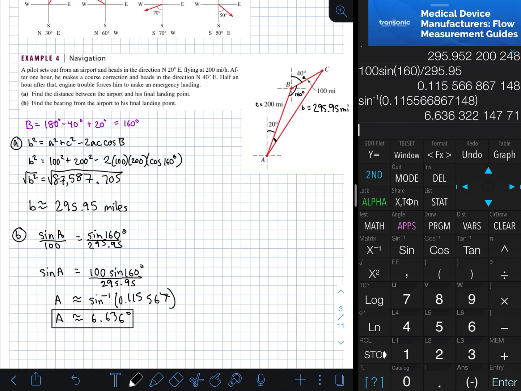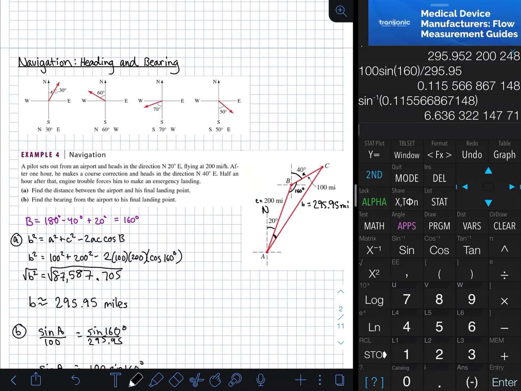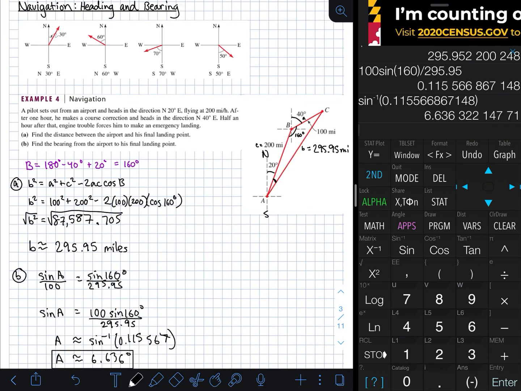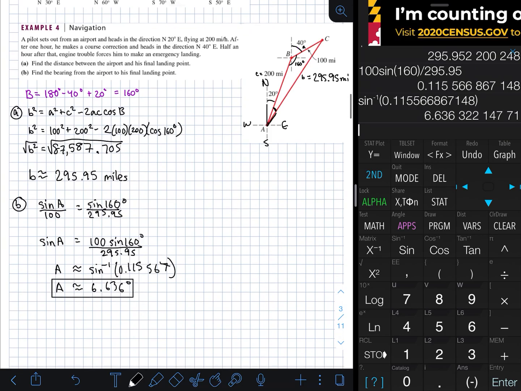If we wanted to find the other angle, we could just subtract those two angles from 180. And this makes sense. This is the amount of angle here, and this is due north. If we wanted to put it in our new directional notation, if this is north, south, east, and west, and this is 6.636 degrees, then in order to talk about the bearing from north to east, we could write it as 6.636 plus 20, so north 26.636 degrees east. This would be the answer for B using our new notation.